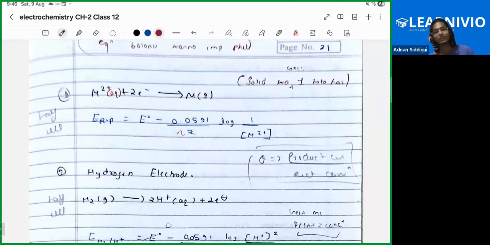Reduction. Good. So if you are calculating the E cell, is it going to be a reduction potential or an oxidation potential? Obviously, it is going to be E reduction potential. This E is basically EMF, and this RP is signifying that we are observing a reduction.